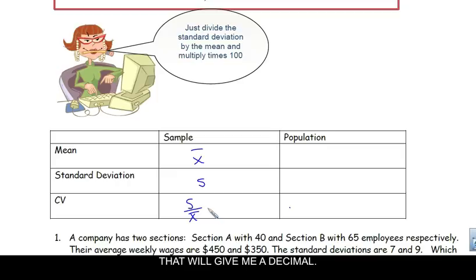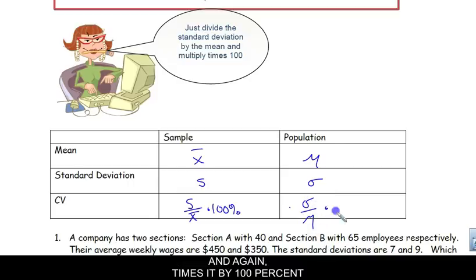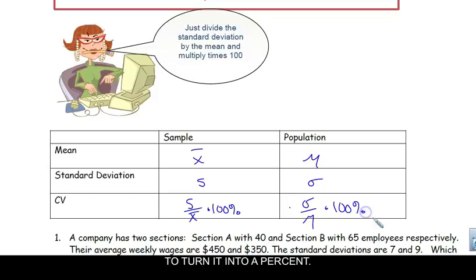That will give me a decimal. I times it by 100 to get it into a percent. For the population, my mean is mu, my standard deviation is sigma, but I divide the standard deviation by mu, the mean, and again times it by 100% to turn it into a percent.